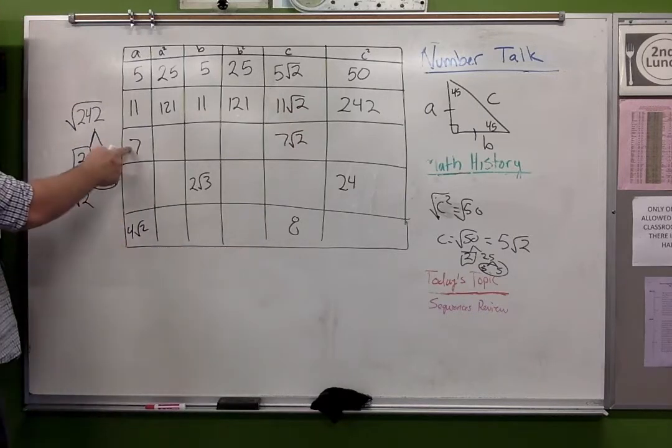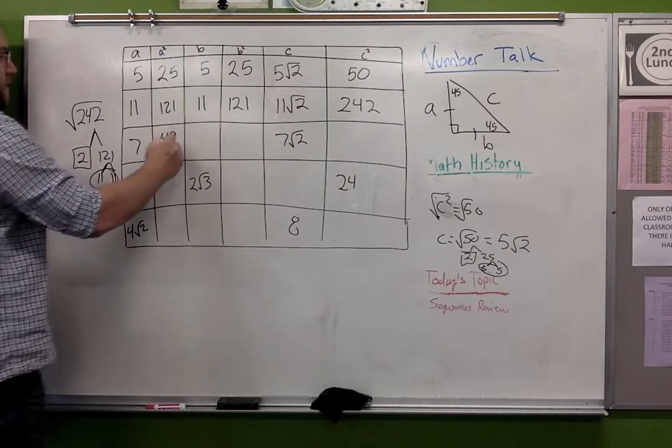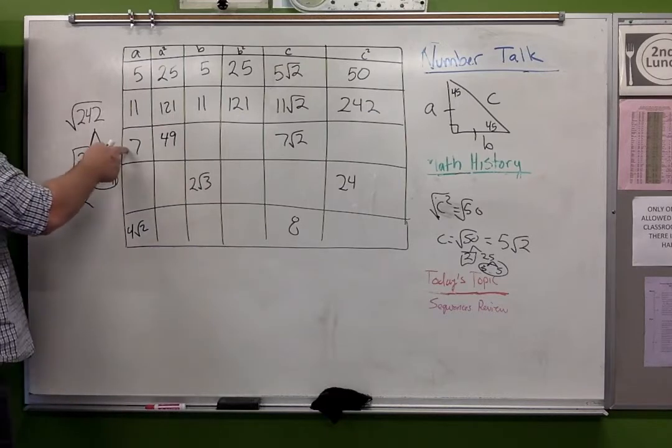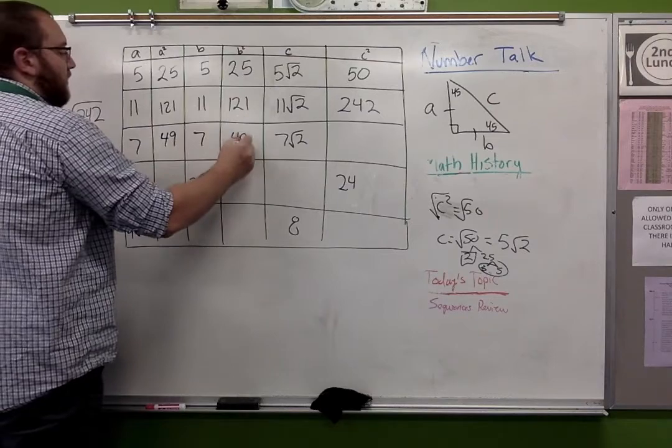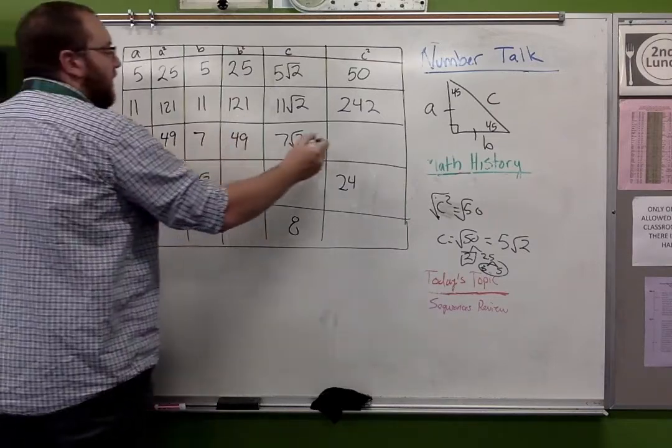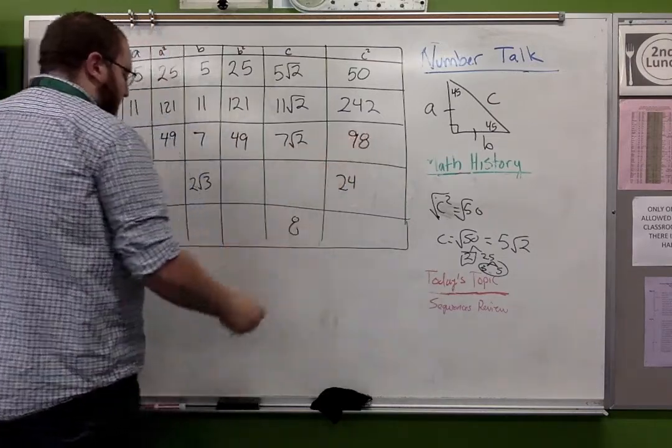Let's see, here A is 7, so A squared is 49. Since A is 7, B also has to be 7. B squared is 49. 49 plus 49 is 98.